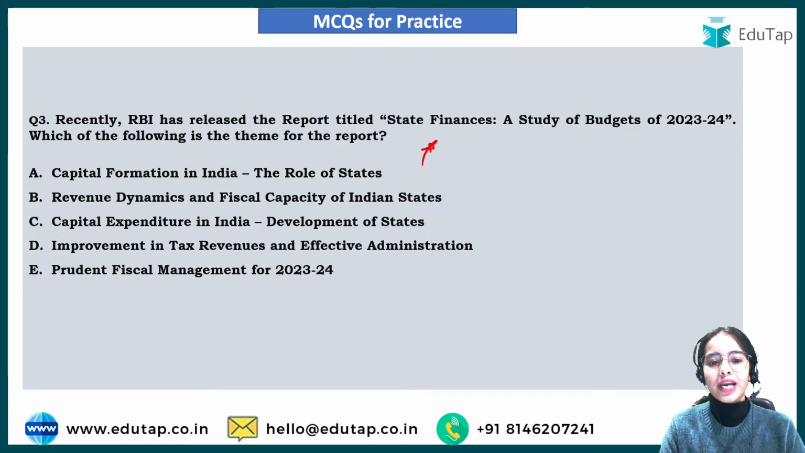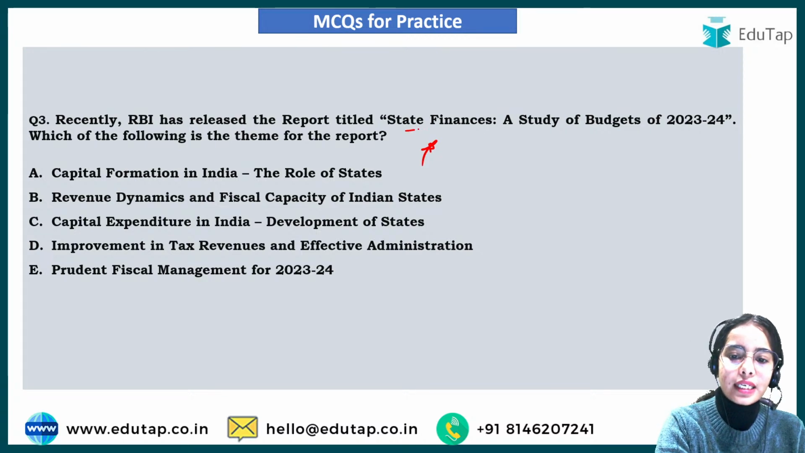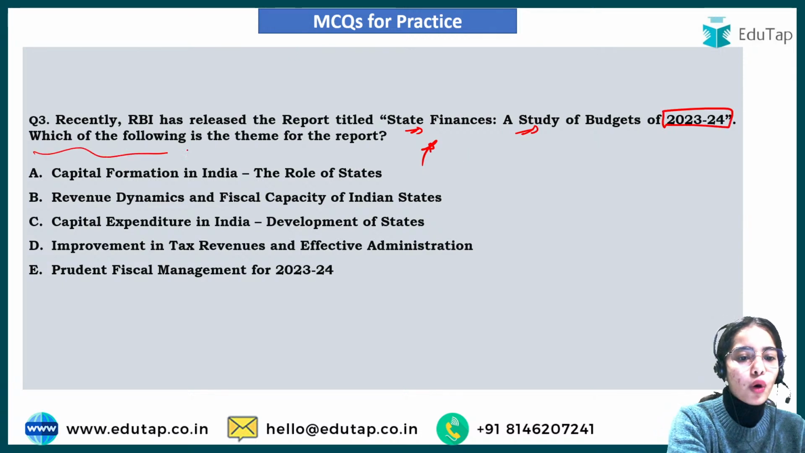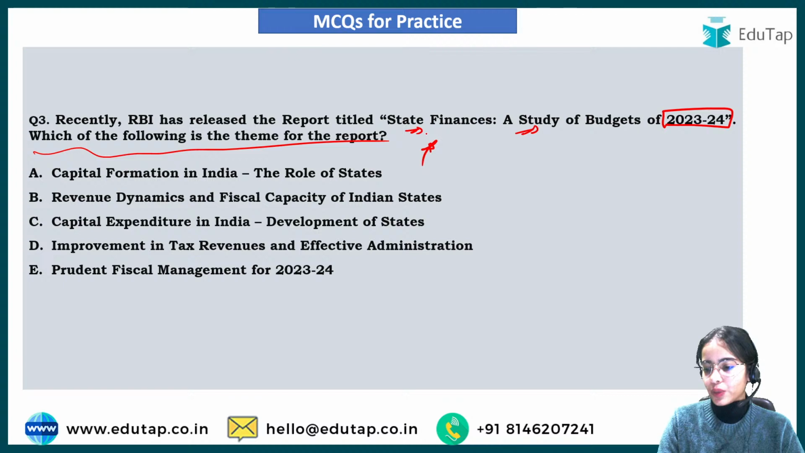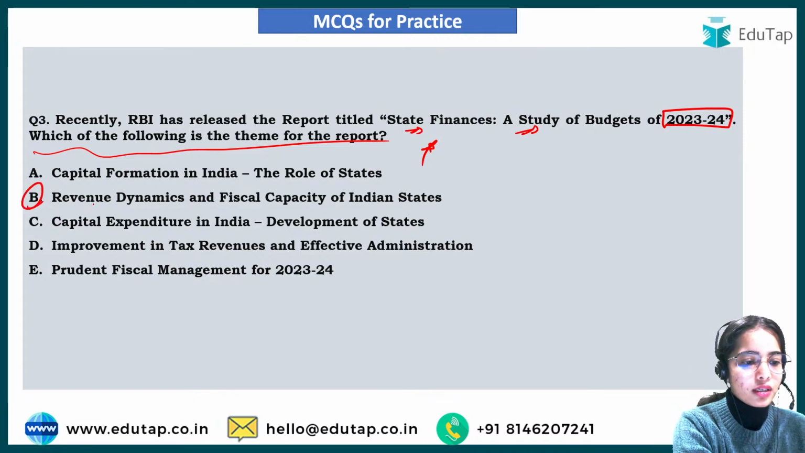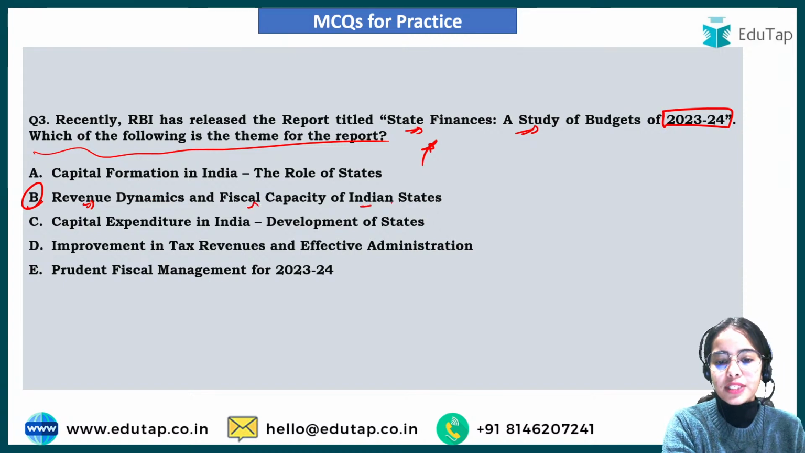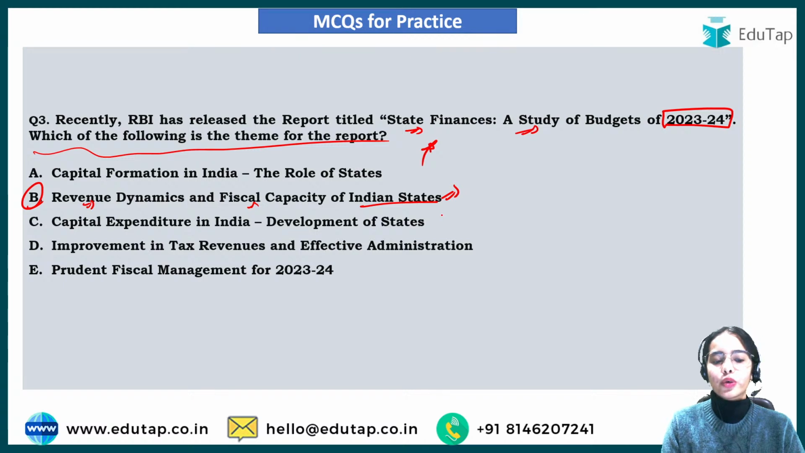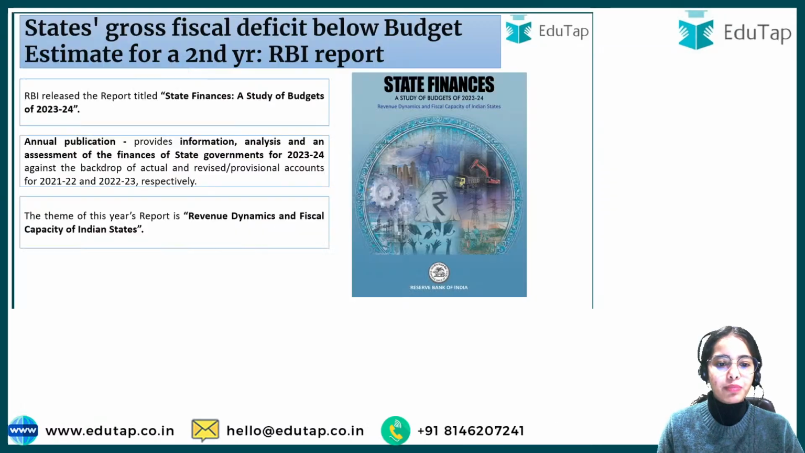Recently RBI has released the report titled State Finances: A Study of Budgets of 2023-24. Which of the following is the theme for the report? That you have to tell me. Here I am getting the answer B, revenue dynamics and fiscal capacity of Indian states. This is absolutely correct. The theme of the report is revenue dynamics and fiscal capacity of Indian states, that's why B is the right answer.